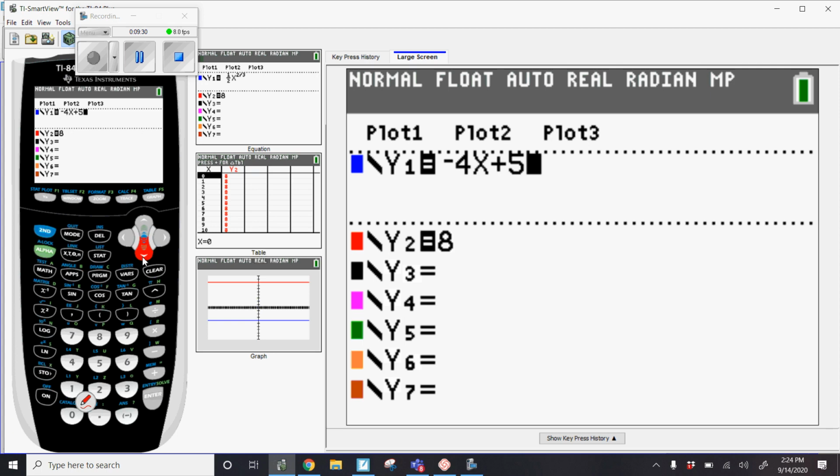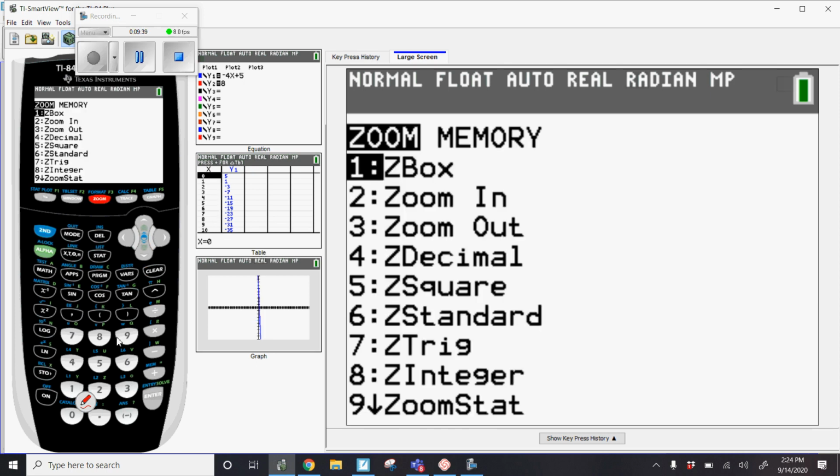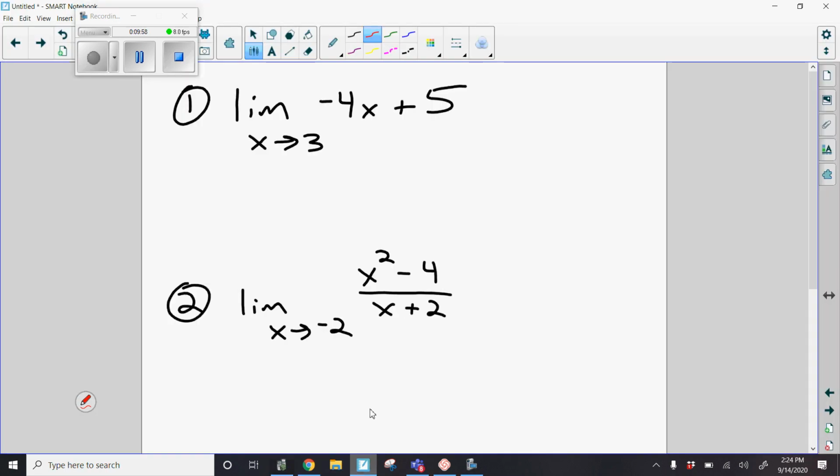I'm going to delete this other line that I have in here. And I just want a normal window, so I'm going to do zoom 6 for a standard window. And here's my function. We should know that it was going to be a linear function anyways, based on the fact that negative 4x plus 5 is a linear function. But again, the question is, what is the limit as x goes to 3?